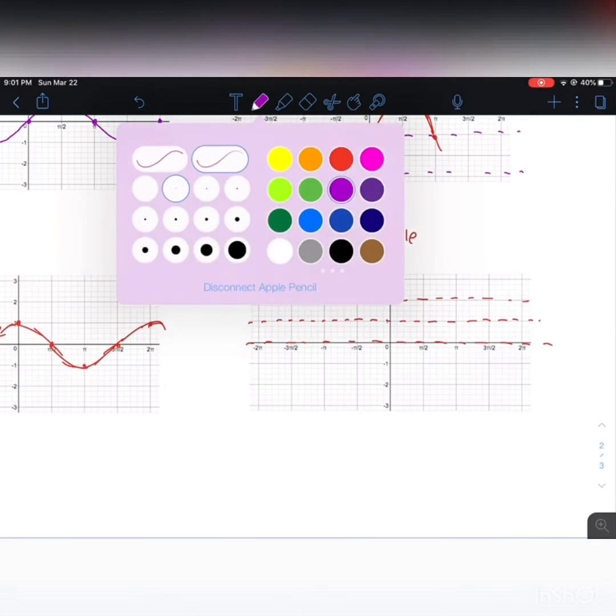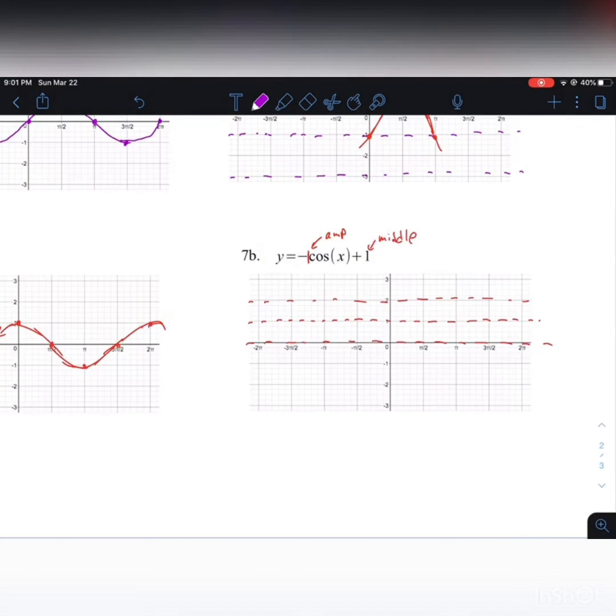So this one, since it's negative, cosine usually starts at its top and goes down. This one's going to start at its bottom, go bottom, middle, top, middle, etc. So you can continue that path. Okay, so I hope that was a good brush up of sine and cosine.